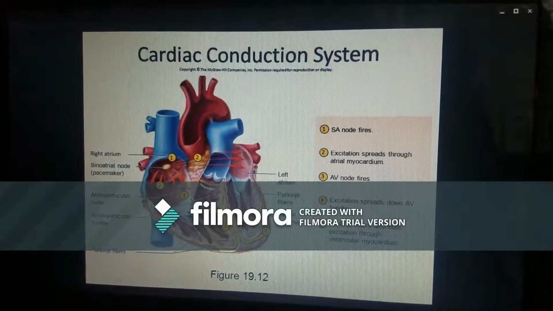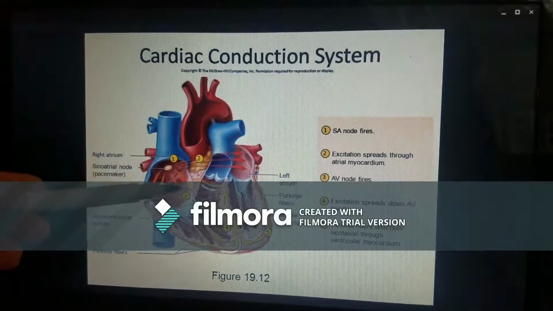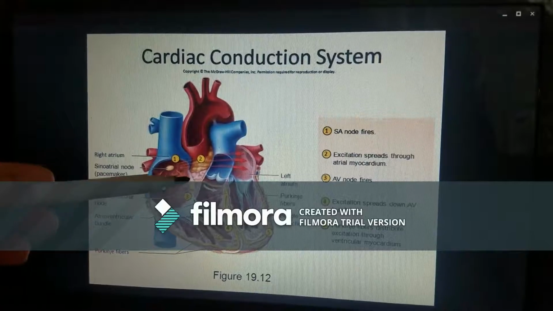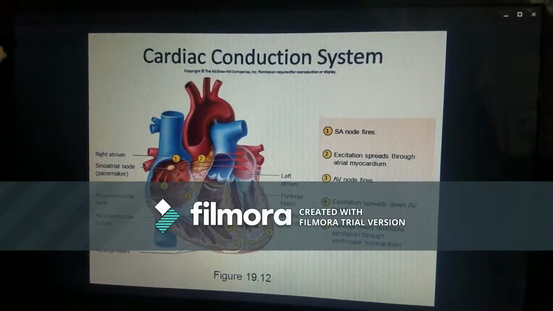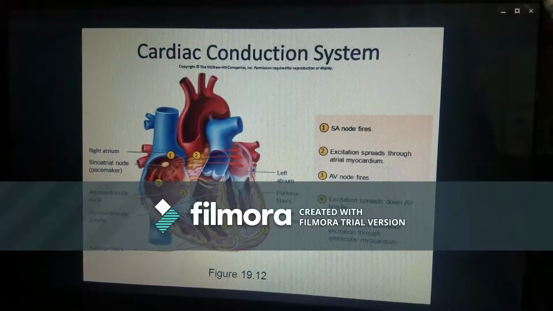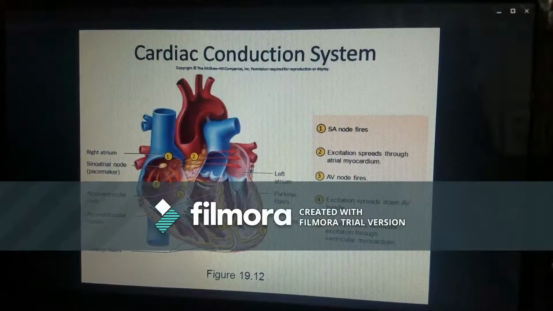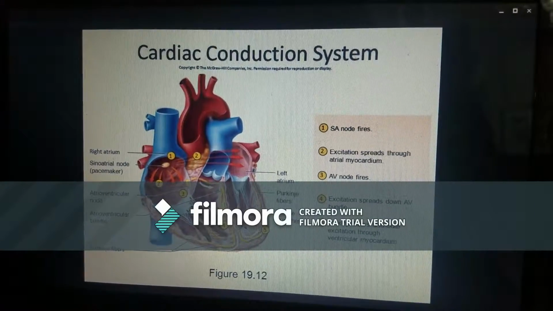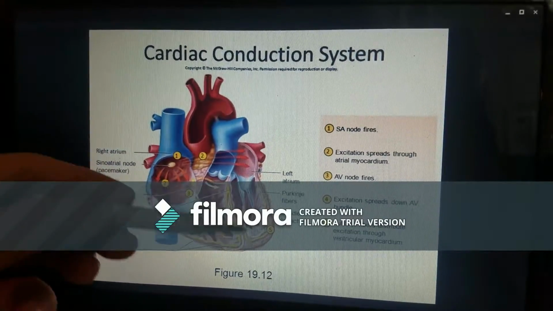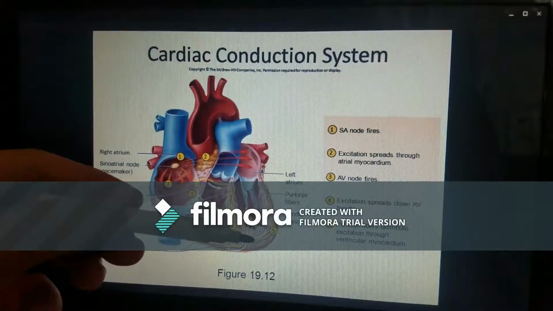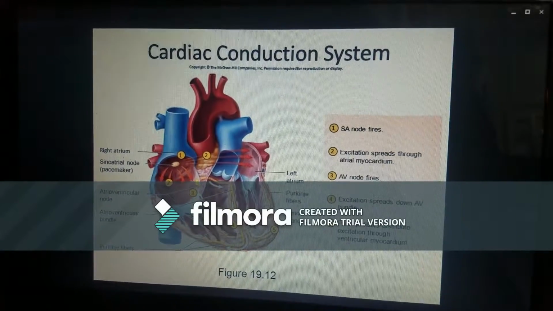Following the firing of the node, the excitation spreads down to the atrioventricular bundle. This bundle is the pathway where the signals from the atrioventricular node leave. This is also where the signals can either branch to the left or the right bundles, therefore entering the interventricular septum and ascending toward the apex.